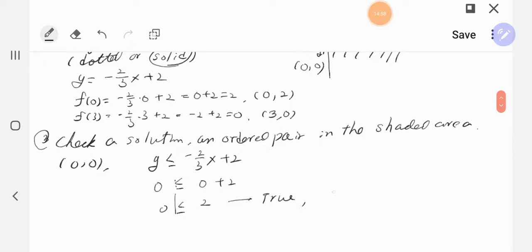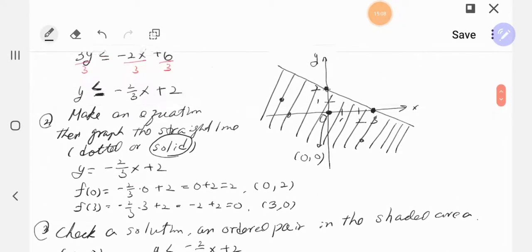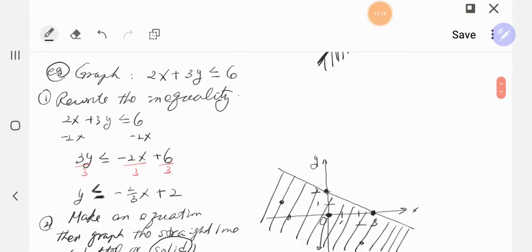So, yes. True. So 0, 0 is a solution, right? It's a solution, which means we are right. So this area below the line is the solution. This is true. So graph, shade below the line, then that is the solution area of this inequality.